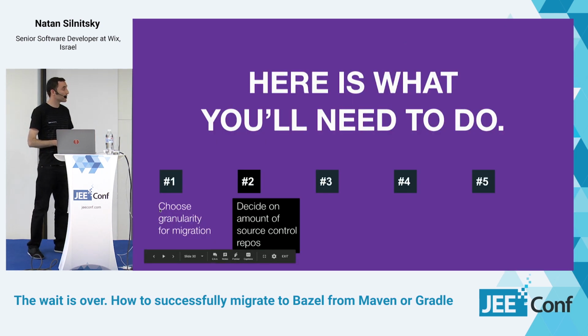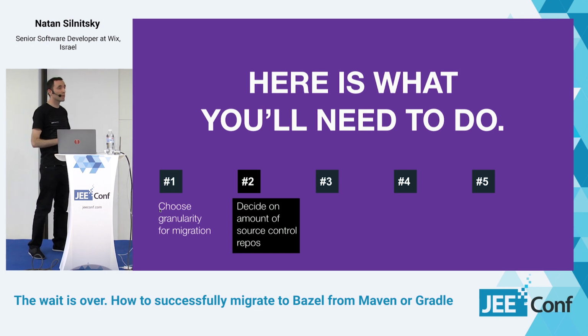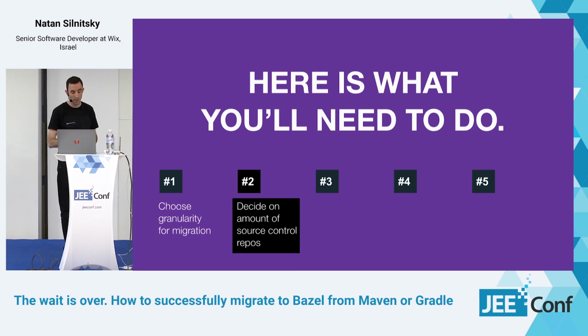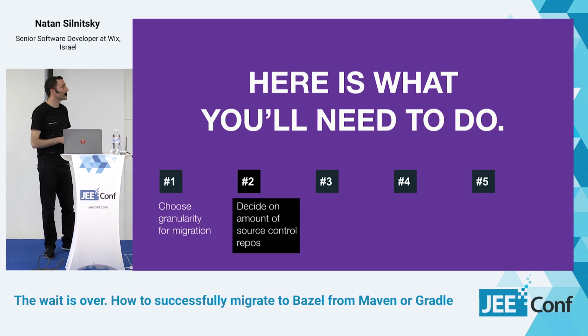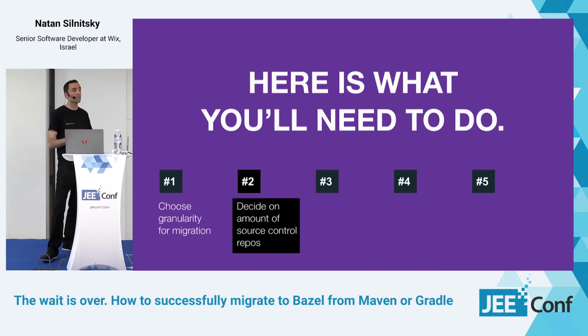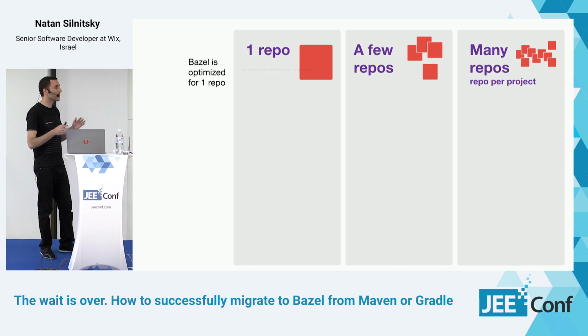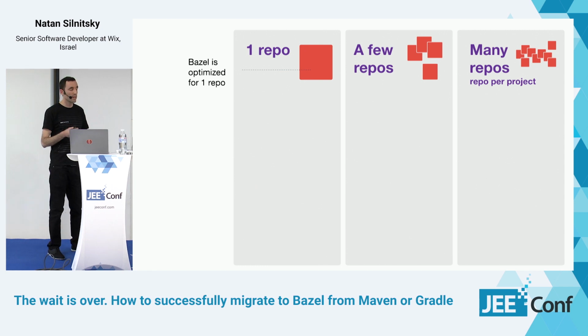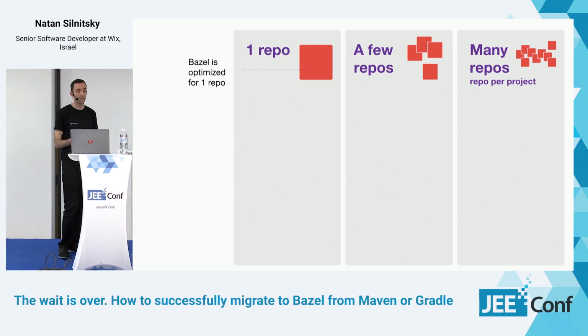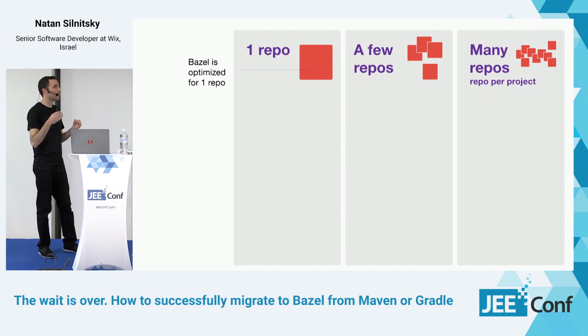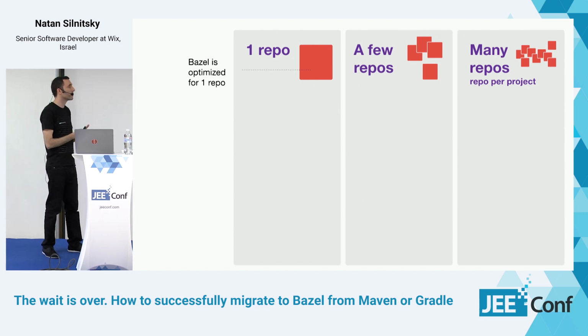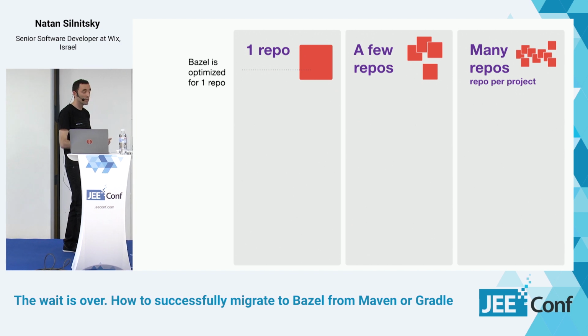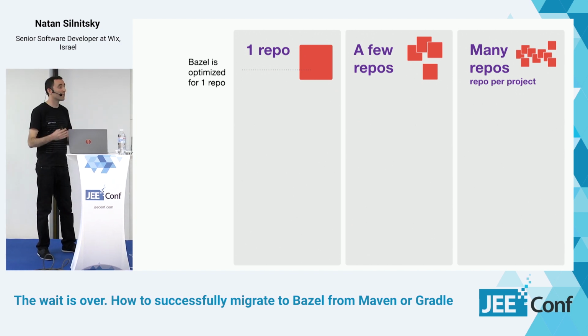So that was about granularity of migration and automatic migration. Now, the second thing you need to decide on is the amount of source control repositories. Bazel, like I said, is used to build Google's gigantic monorepo, and it's optimized for that. It basically compiles and has everything on source dependency and not binary. It runs everything from scratch.